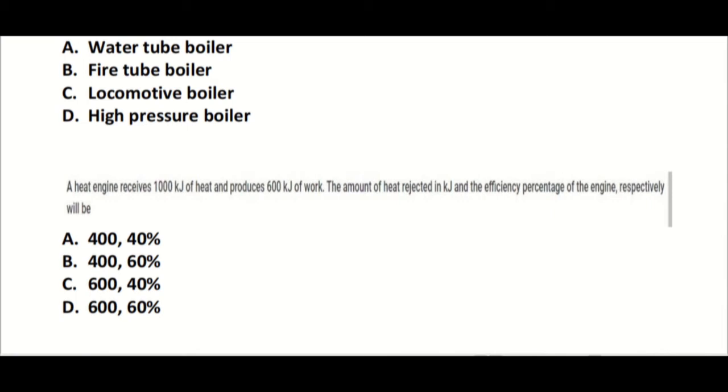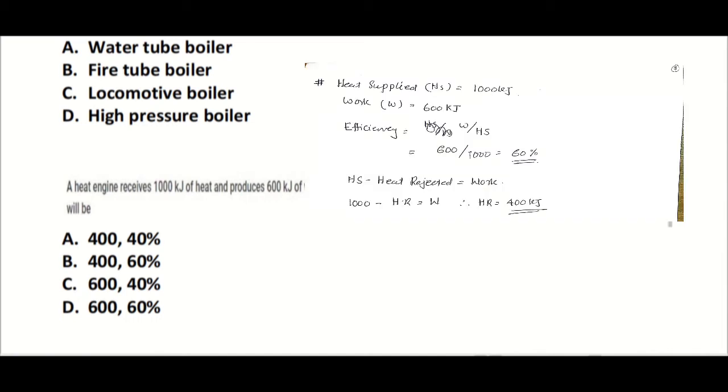A heat engine receives 1000 kJ of heat and produces 600 kJ of work. The amount of heat rejected in kilojoules and the efficiency percentage of the engine, respectively, we need to calculate. Here heat supplied is given as 1000 kJ and the work transfer is 600 kJ. So the efficiency is work transfer divided by heat supplied, that will be 600 divided by 1000, which is 60%.